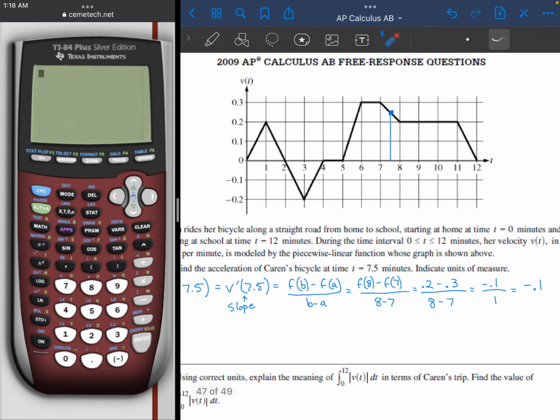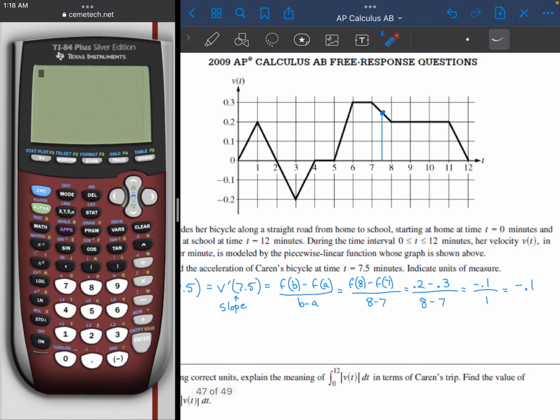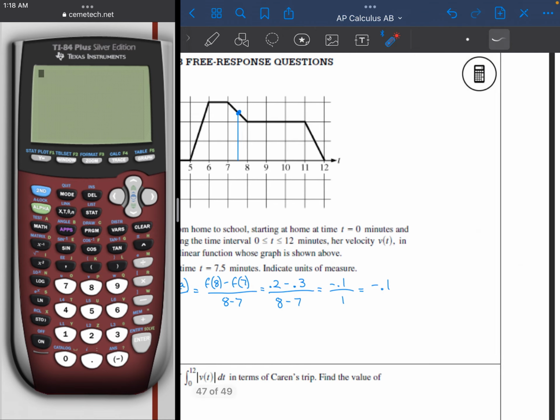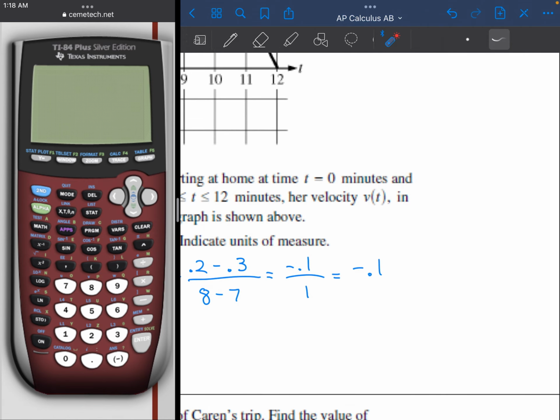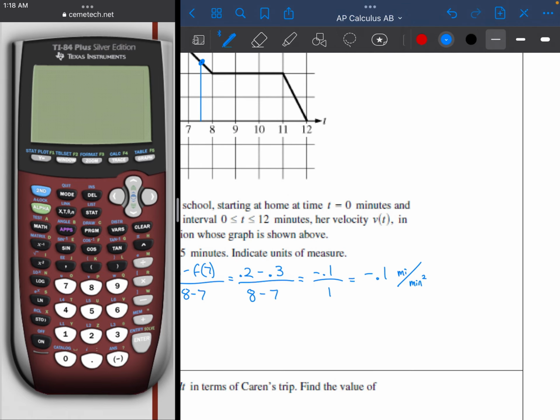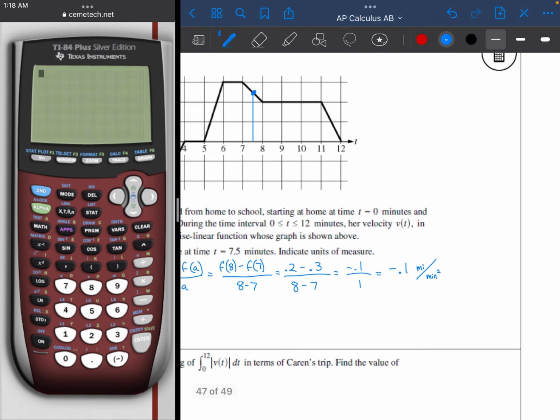Because we're talking about acceleration, it should be unit per time per time. So we have velocity is miles per minute. So it should be miles per minute squared. I'm just going to go miles per minute squared. That's kind of the classical way of writing it. So I'll say miles per minute squared. Cool. That's our final answer. And then we move on to part B.